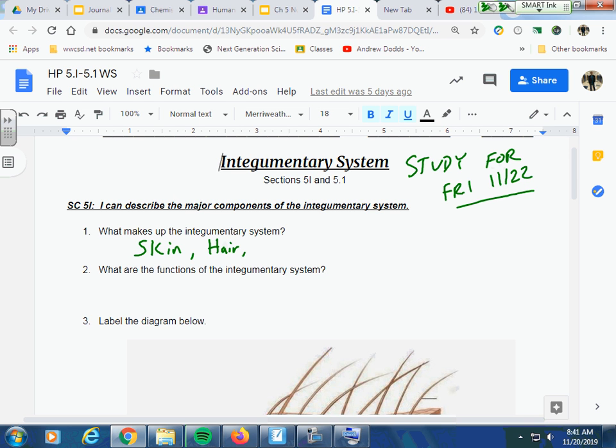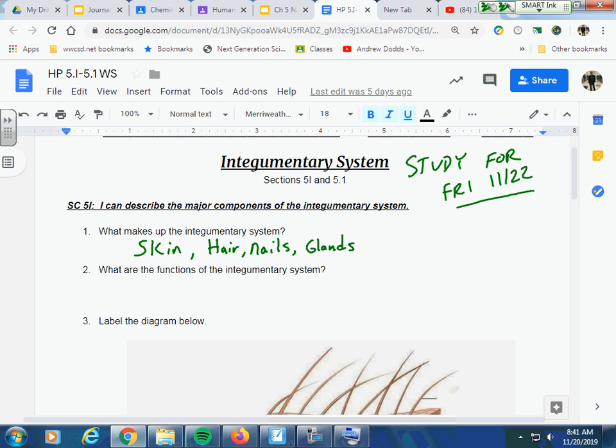hair, nails, glands. Yesterday we did talk about the two major components of skin as a success criteria. We called the skin the cutaneous membrane, and then we called the hair, nails, and glands the accessory structures, but I'm just going to leave it like this, okay?